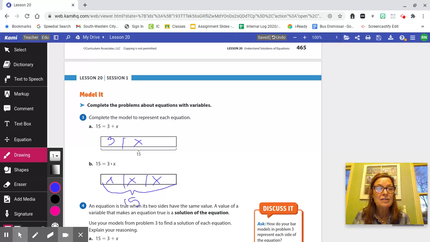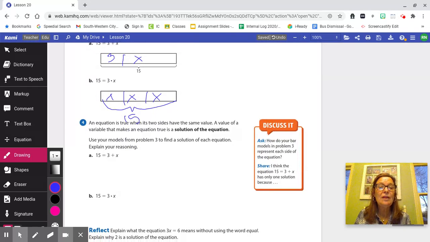Okay, so number 4. An equation is true when its sides have the same value. A value of a variable that makes an equation true is a solution of the equation. Use your models from problem 3 to find a solution for each equation. Explain your reasoning. And I know these look really simple, so I want you to see if you can think about it like a balance. We've got 15 on one side, and 3 plus something is equal to 15.